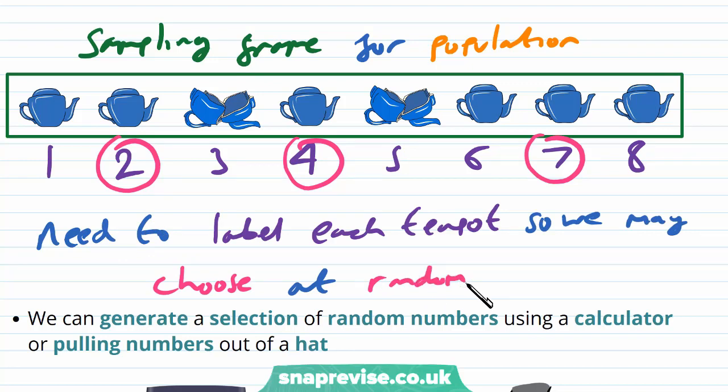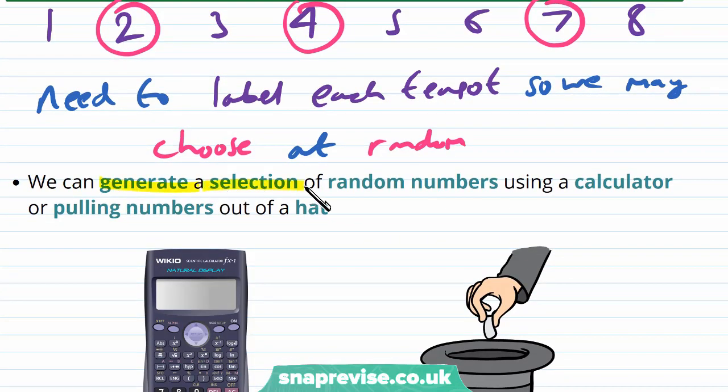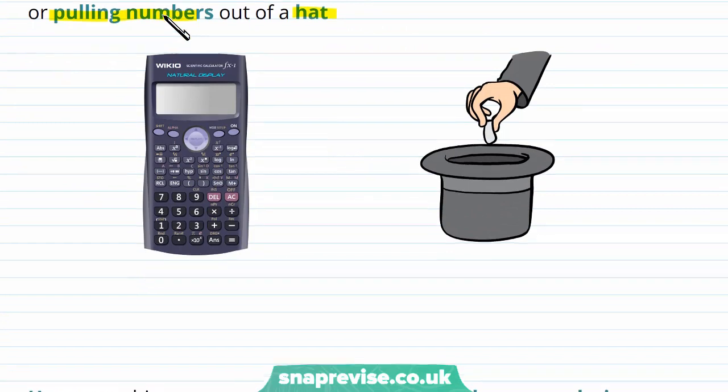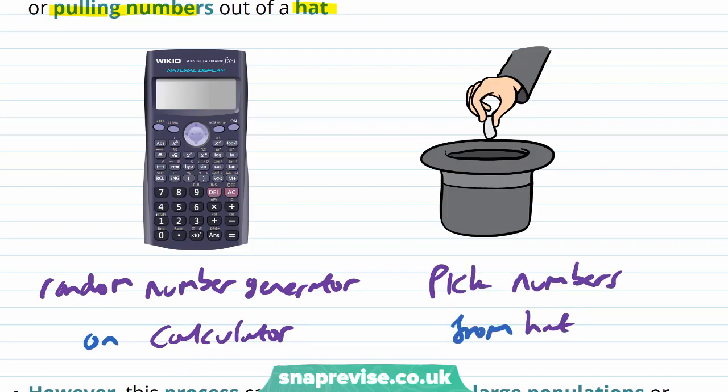Instead of picking teapots randomly, we now can just pick numbers randomly. We can generate a selection of random numbers using a calculator or by pulling numbers out of a hat. We can use the random number generator on a calculator, or we can pick the numbers from a hat. This process is called lottery sampling.